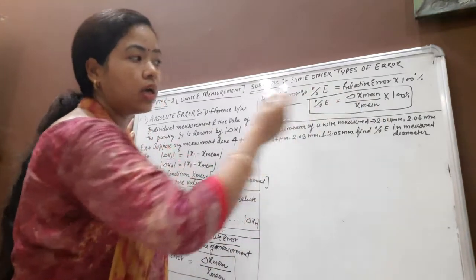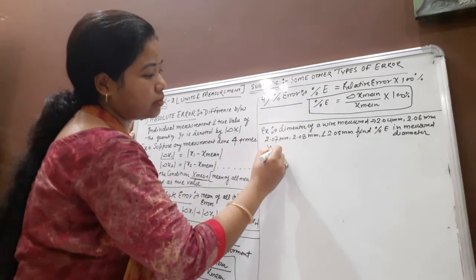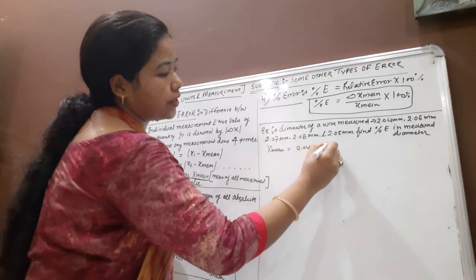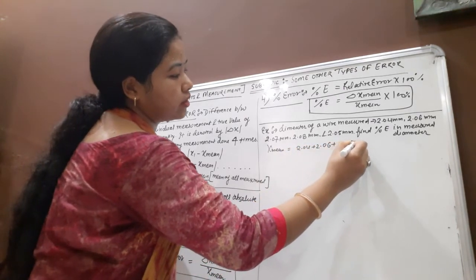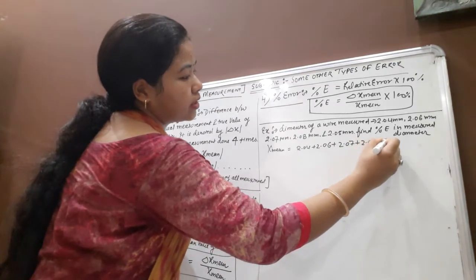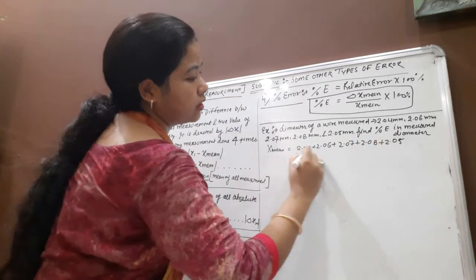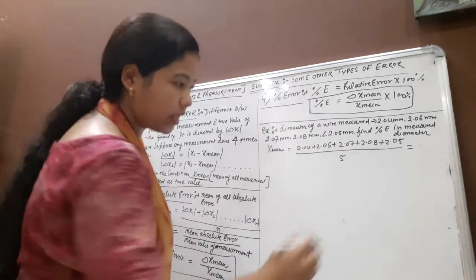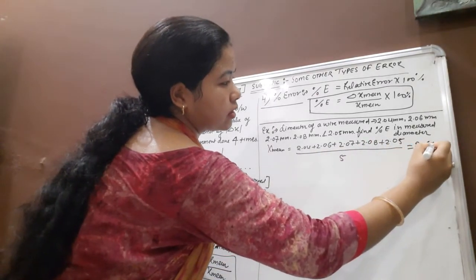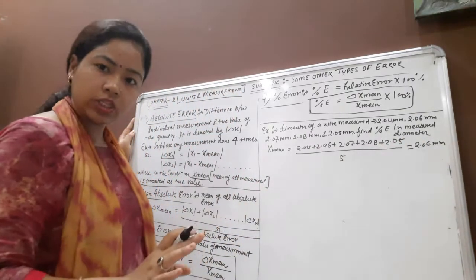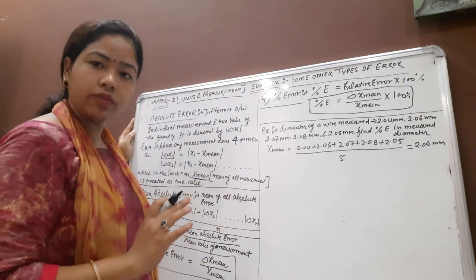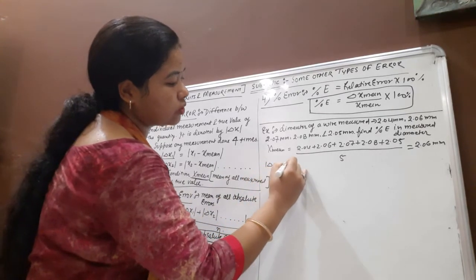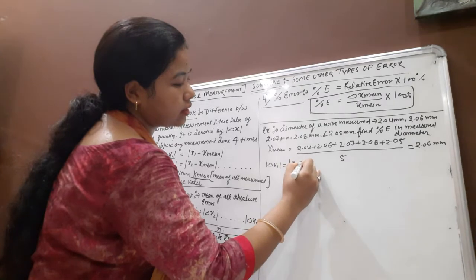We will calculate the mean of all of these, that is x mean equals 2.04 plus 2.06 plus 2.07 plus 2.08 plus 2.05 divided by 5. When you take the mean of all these, you will get 2.06 mm. This will be the mean. Now you can get the value of the absolute errors. So delta x1 equals x1 minus x mean.